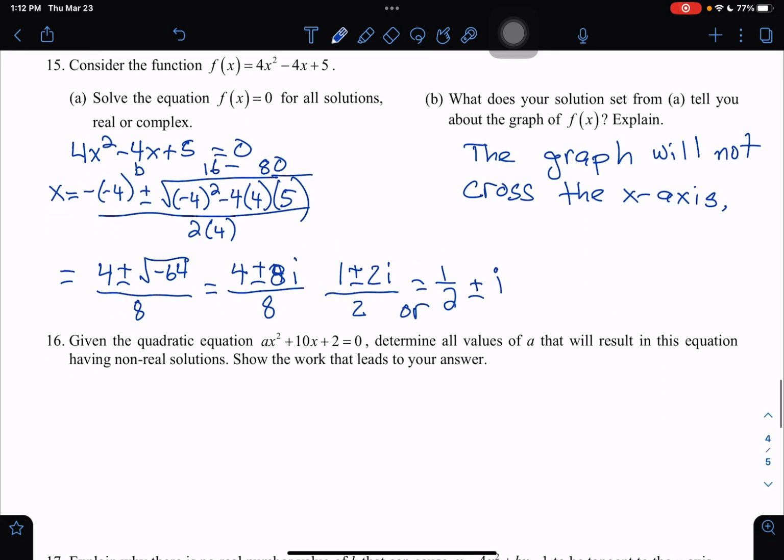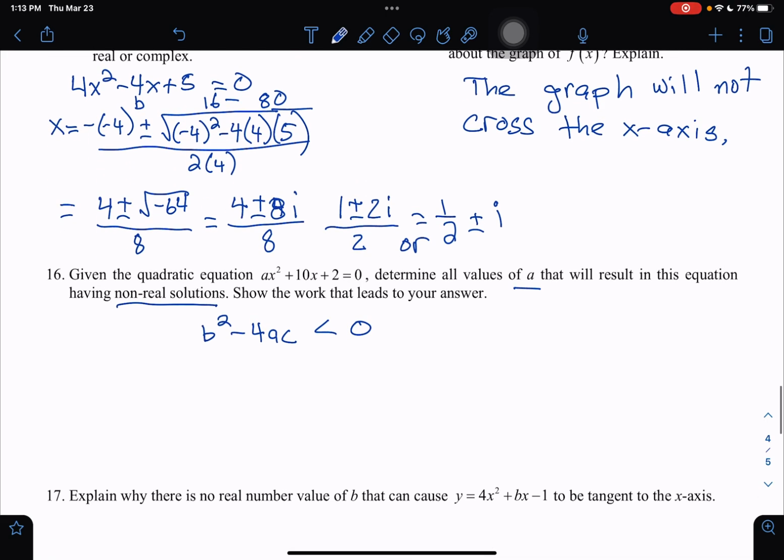All right, and finally, these are the easiest ones because you don't have to worry about the b squared. It's an a term. It's not a squared term, so whatever you come out with, it's fine. So let's look at this. The quadratic equation is given. Determine all the values of a that will result in the equation having a non-real solution. So non-real means the discriminant is less than 0. Okay, so b squared minus 4ac would be less than 0, and then we would have non-real solutions.